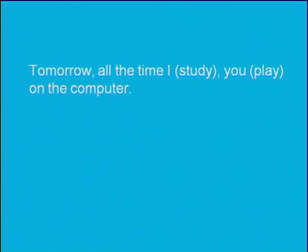Tomorrow, all the time I study, you play on the computer. When we change that into the future tense because of the word tomorrow, the answer will be: tomorrow, all the time I will be studying, you will be playing on the computer. So two things are going to happen in the future, but they're going to be happening over a period of time. So we're going to use the continuous form of the verb as well as the future. Let us pause for an activity.